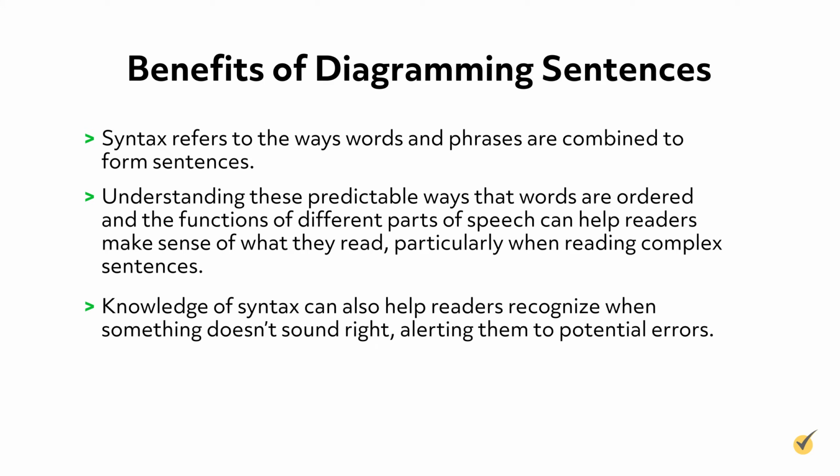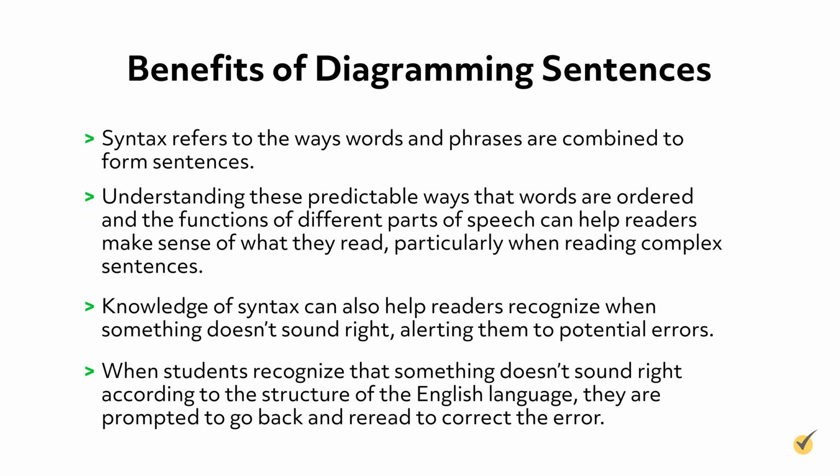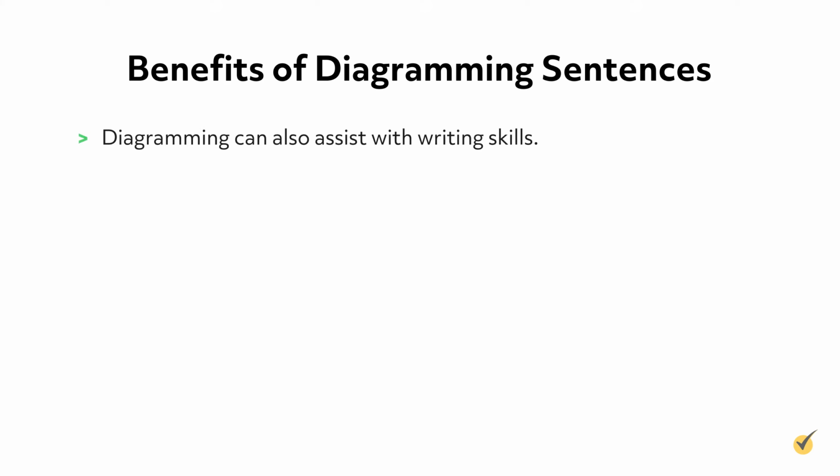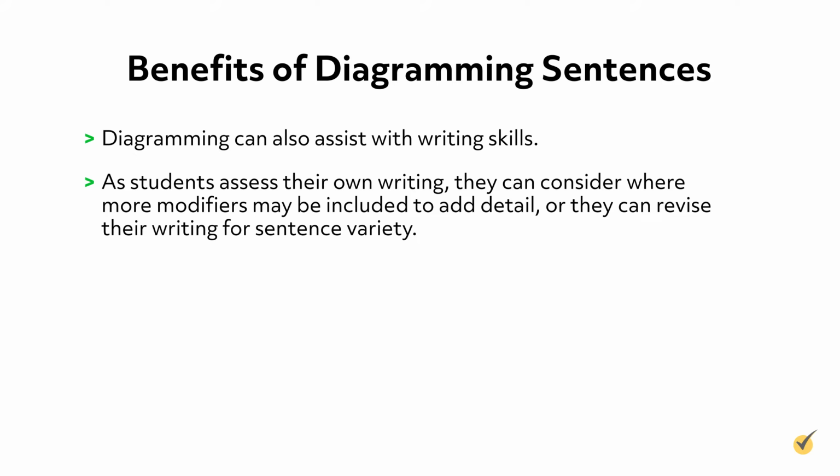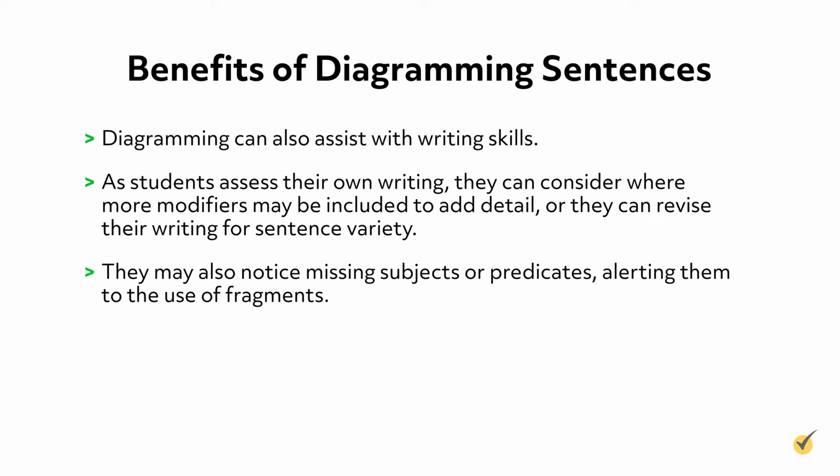Knowledge of syntax can also help readers recognize when something doesn't sound right, alerting them to potential errors. When students recognize that something doesn't sound right according to the structure of the English language, they are prompted to go back and reread to correct the error. Diagramming can also assist with writing skills. As students assess their own writing, they can consider where more modifiers may be included to add detail, or they can revise their writing for sentence variety. They may also notice missing subjects or predicates, alerting them to the use of fragments.